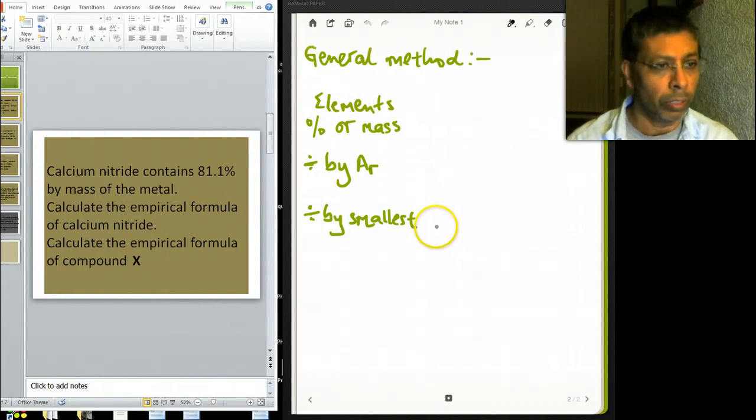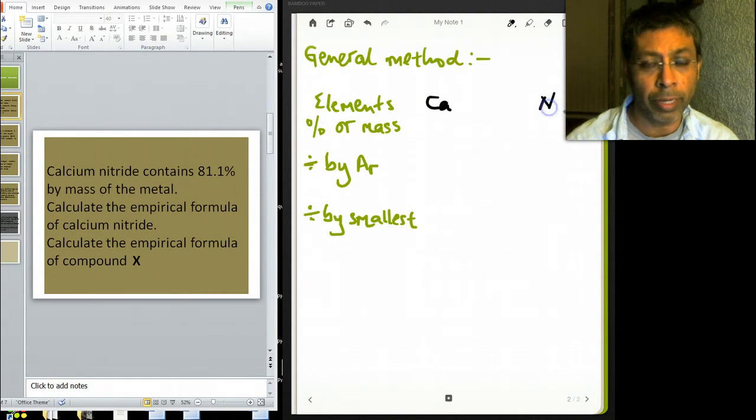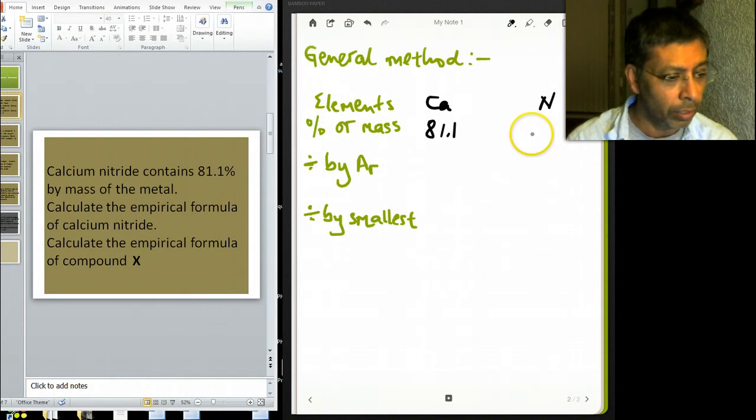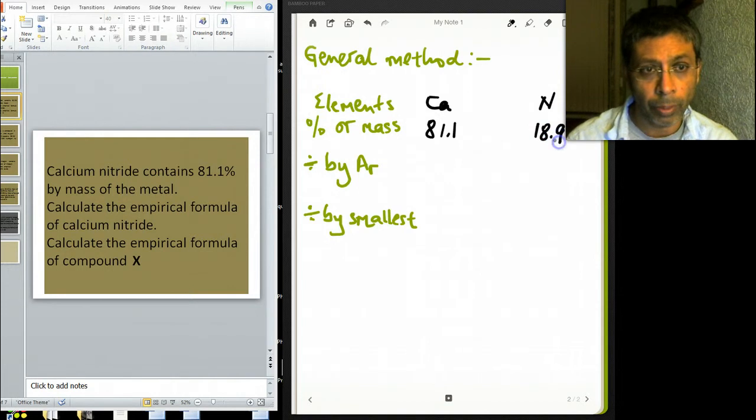Okay, right, let's try this example then, calcium nitride. So let's try it here. Right, write down calcium and nitrogen. You may get 3 elements. Okay, calcium and nitrogen. Percentage 81.1, and notice they don't give you the percentage of nitrogen, so because it's percentage you just need to subtract 81.1 from 100 and you will get 18.9%. There we are.